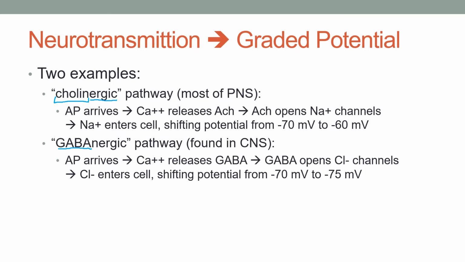In the GABAergic pathway, the action potential arrives, calcium releases GABA, GABA opens chloride channels, and chloride enters the cell, shifting the potential from -70 millivolts to -75 millivolts. So we're now moving further away from threshold, so that's an inhibitory example.